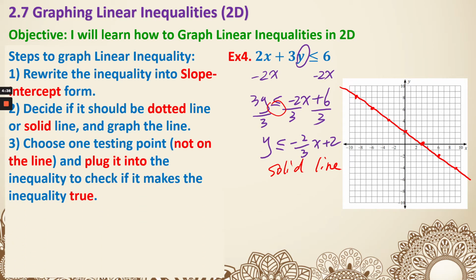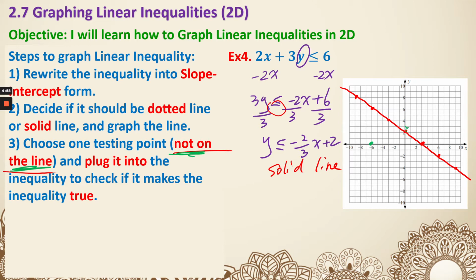Next, we are going to choose one testing point. The key is the point should not be on the line, and plug it into the inequality to check if it makes the inequality true. So for this one, you can choose any point, anywhere on the graph, with one condition, not on the line. So you can't choose that point, that does not work.